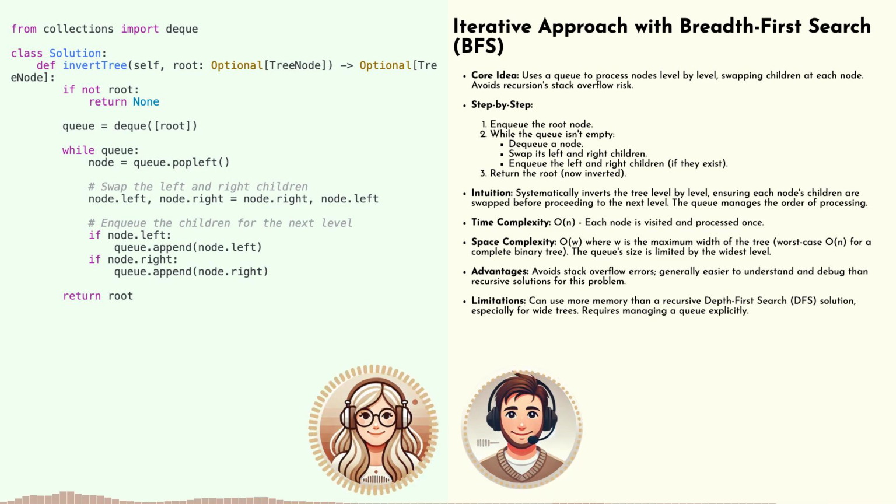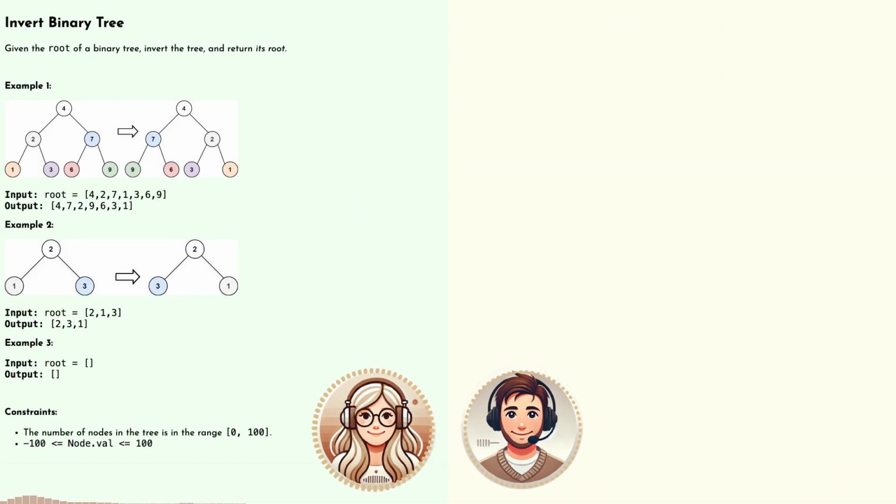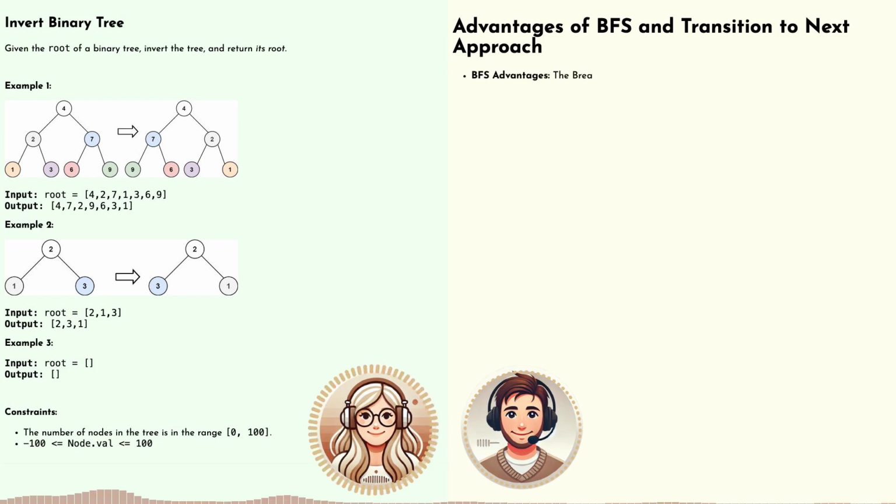Big time. This is where the trade-offs come in. BFS might use a bit more memory than other approaches, especially for those really wide trees, but it's a very robust solution. Really shines when you have those deep trees that could cause problems for recursion. It seems like understanding these trade-offs is really important when choosing the right algorithm. Are there any other advantages or disadvantages of BFS that we should keep in mind? One big advantage I like is that BFS is often easier to visualize and debug.